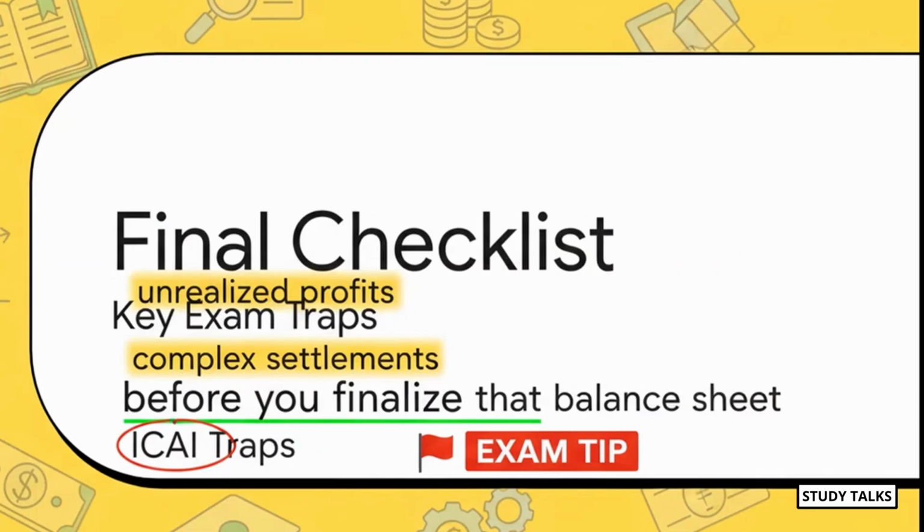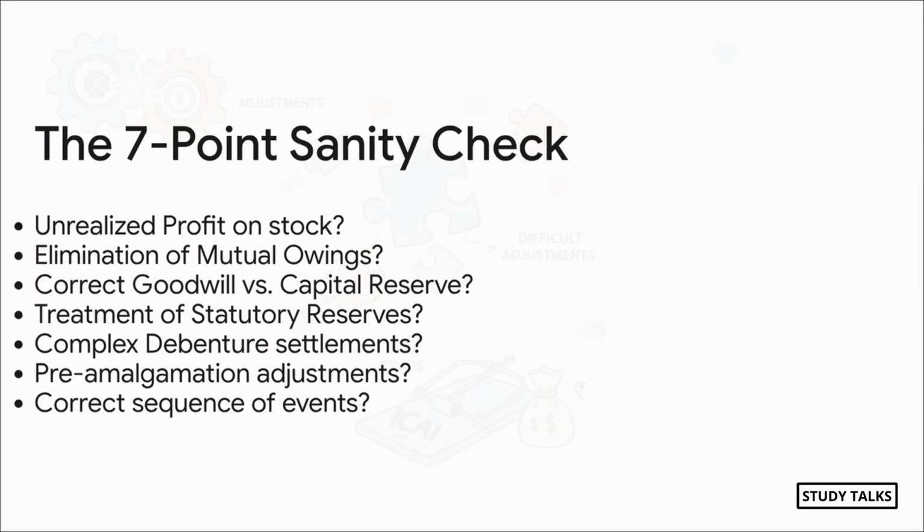Wow. Okay, we have covered a lot of ground. We've tackled unrealized profits, complex settlements, layered concepts, the whole thing. So before we wrap up, let's just consolidate everything into one final checklist. This is the list you're going to mentally run through before you finalize that balance sheet in the exam. Here it is, your 7-point sanity check.